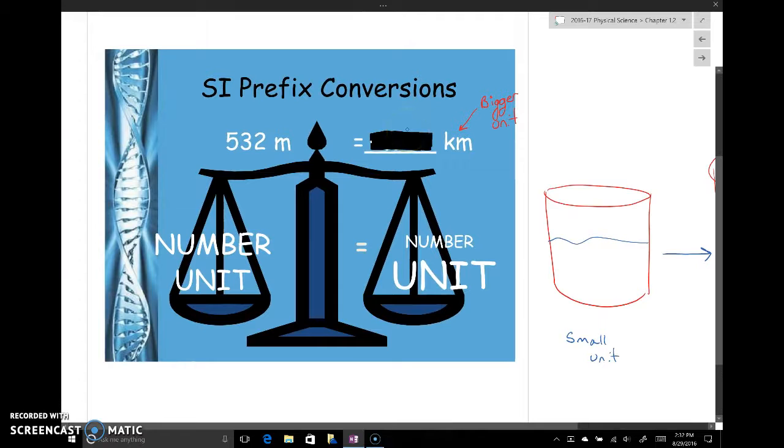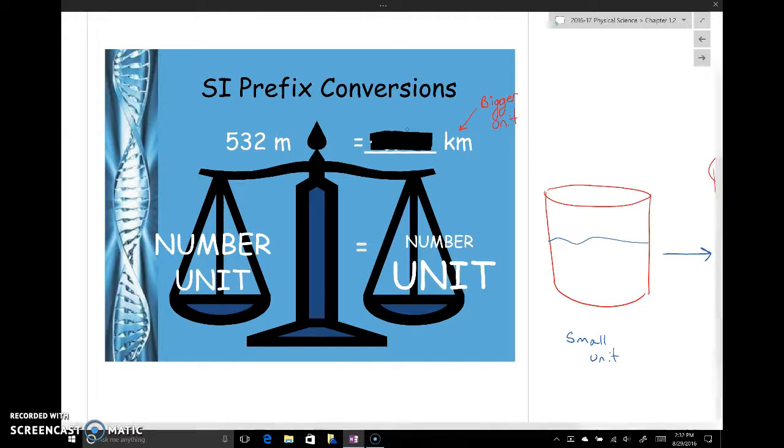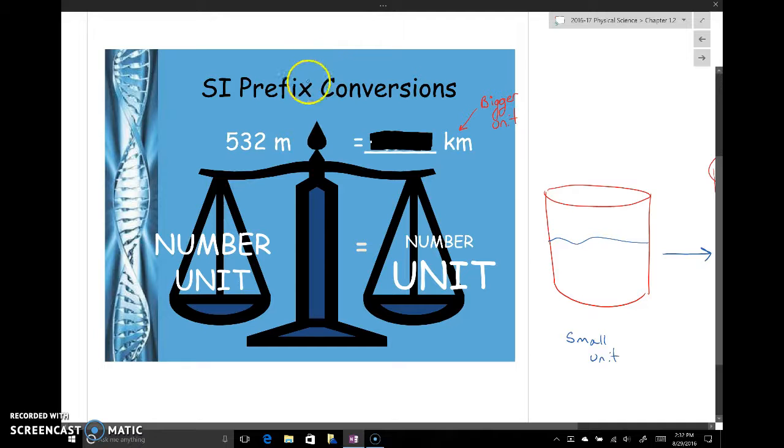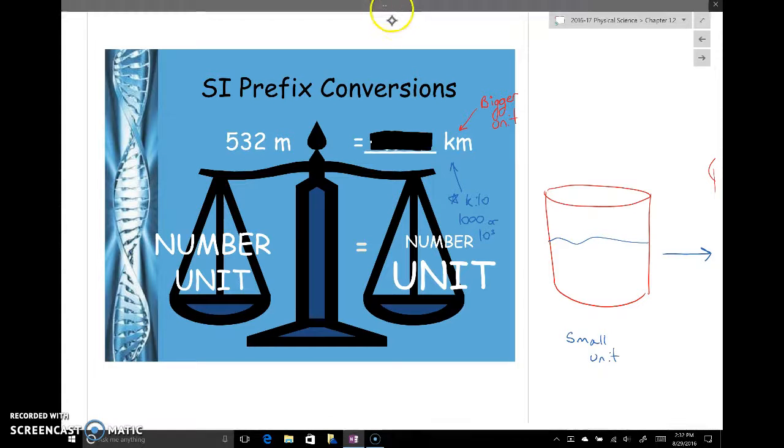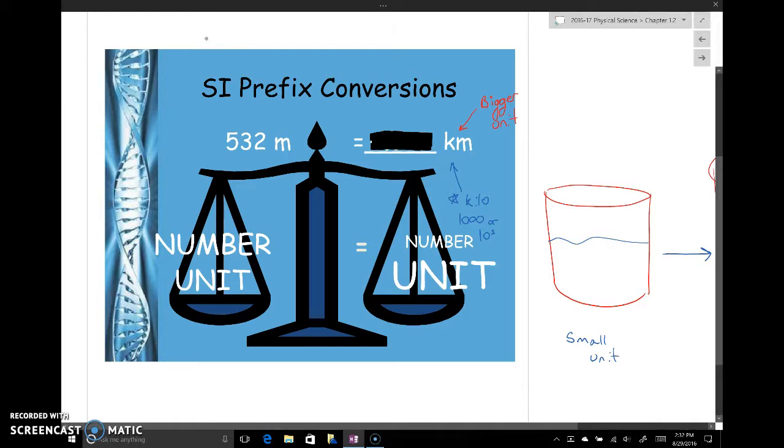Now the nice thing about unit changes is they're never going to change the numbers themselves, they're just changing the decimal place. So because we know a kilo means 1,000 or 10 to the third, that means we're going to move our decimal place 3 places. And we know that our number should be smaller, so we're going to move it over 1, 2, 3 places. That's where our decimal should end up, and that's our number.